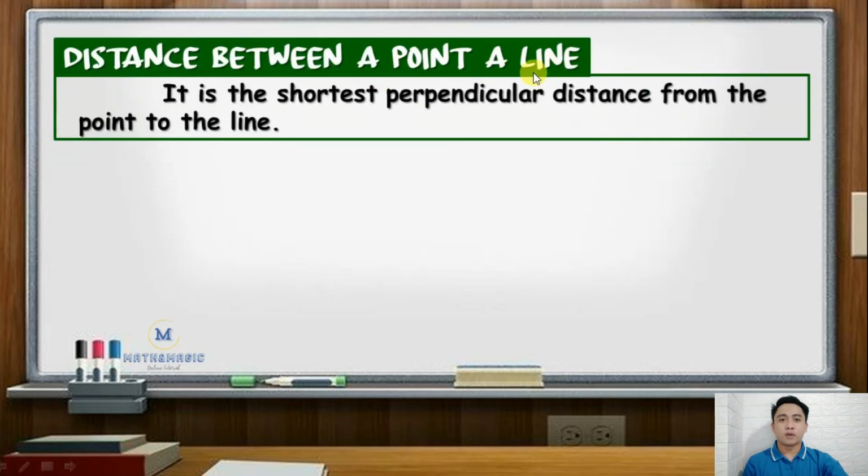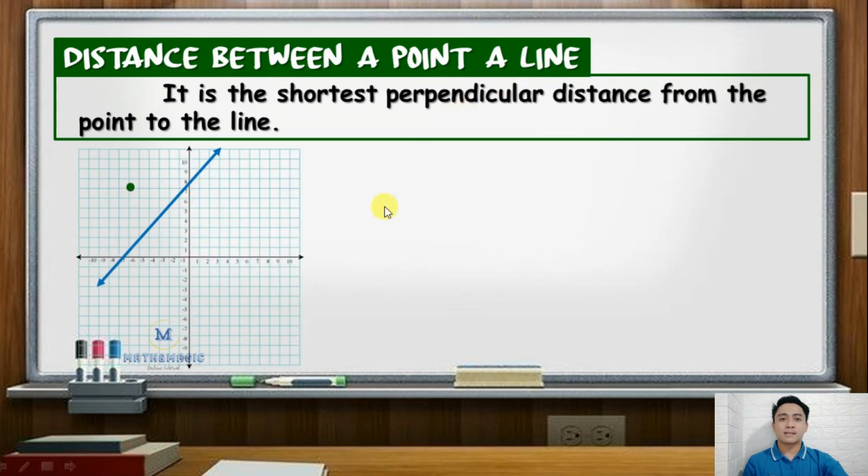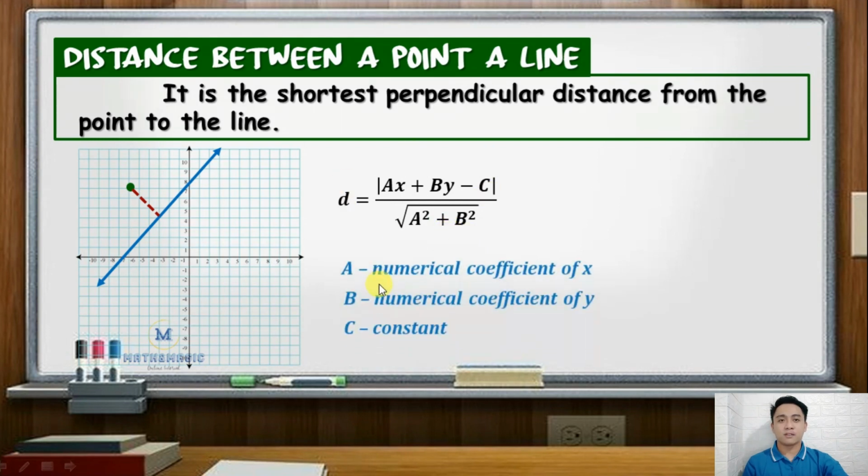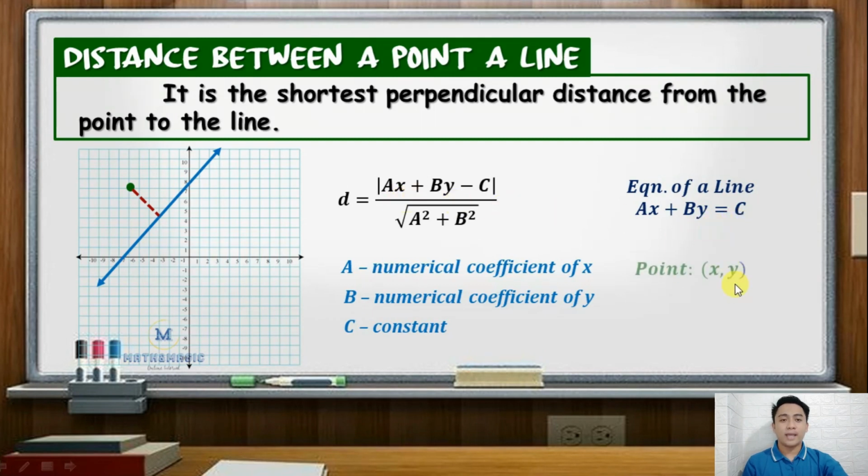Here we need to use the formula D equals the absolute value of AX plus BY minus C all over the square root of quantity A squared plus B squared, where A is the numerical coefficient of X variable, B is the numerical coefficient of Y variable, and C is the constant when the equation of a line is written in standard form or AX plus BY equals C. Also, X and Y are the coordinates of a point.